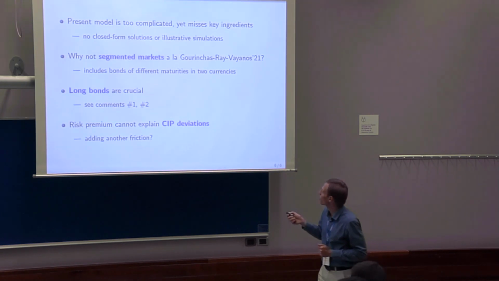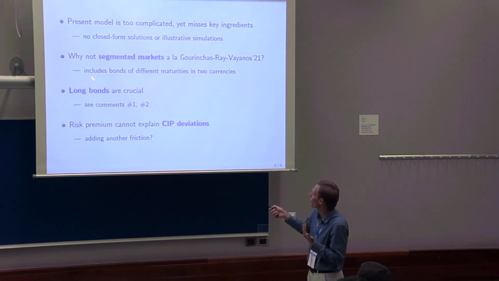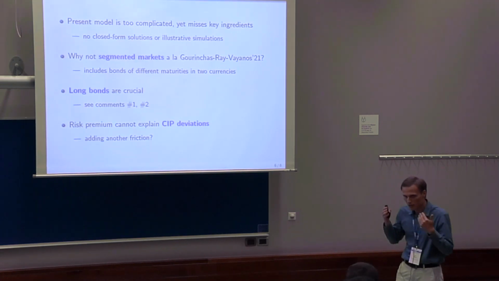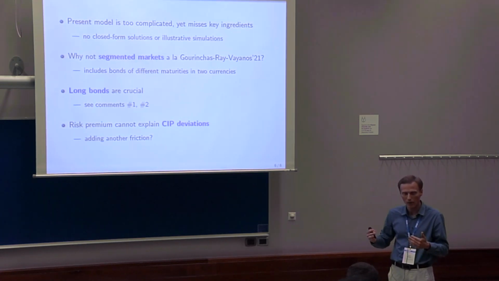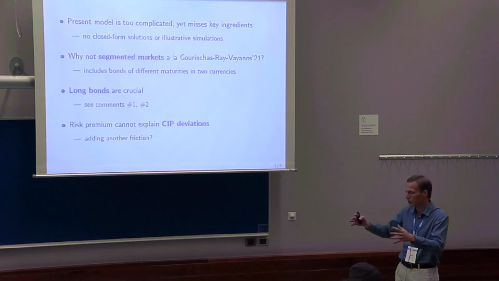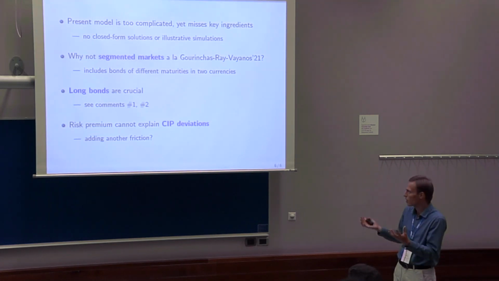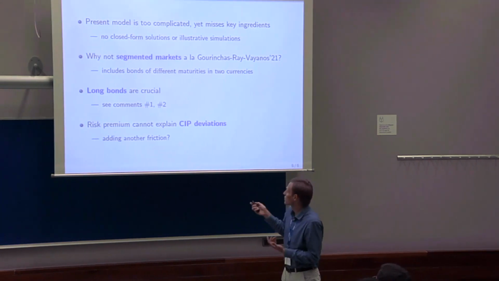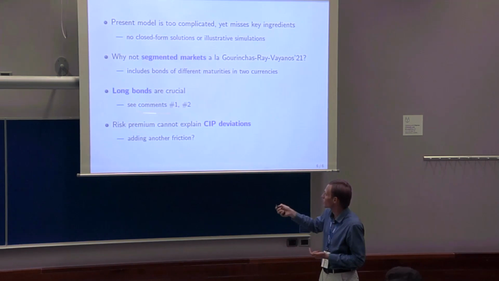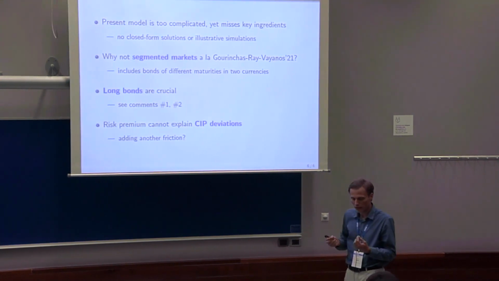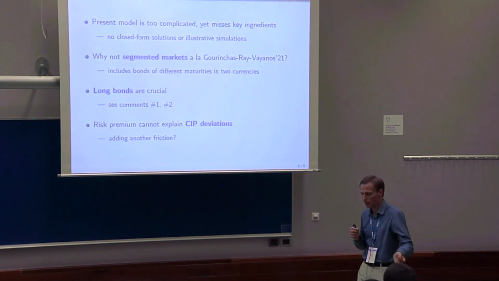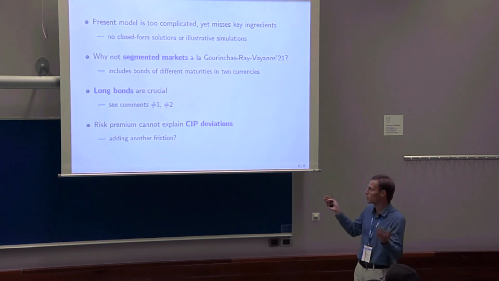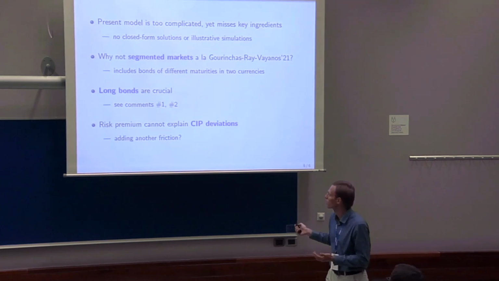Why not use the model which, at least to me, seems the most natural one, the segmented markets model by Gourinchas, Ray, and Vayanos, right? That was exactly the model developed to think about bonds with different maturities in two countries with exchange rates. It seems like a perfect laboratory to think about this effect. The second suggestion, which we already discussed: the model right now has only two bonds, one euro bond and one dollar bond. To replicate the key stylized effects from the data, one needs to go beyond that and have short-term and long-term bonds.